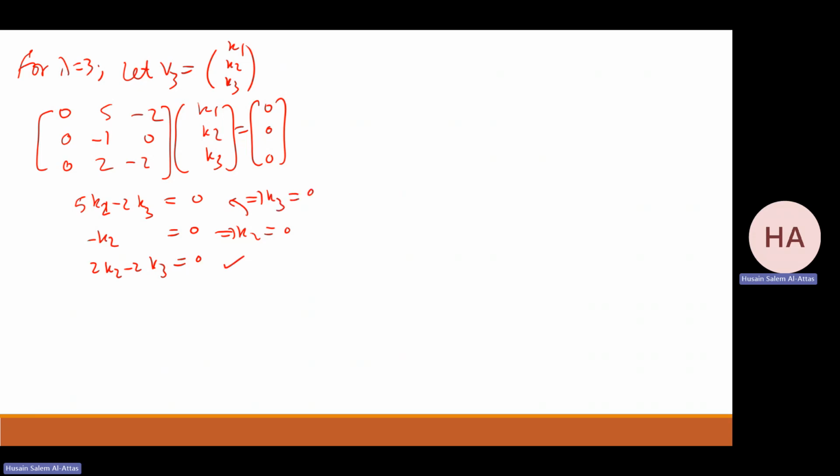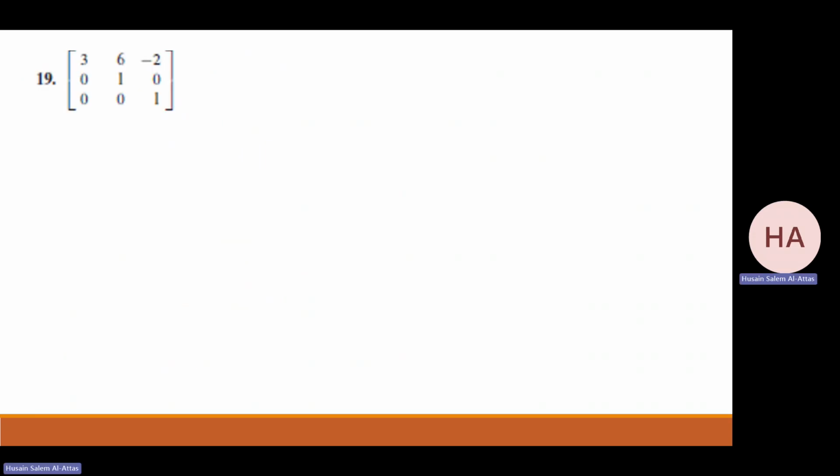Which is okay in this. So do you have a free variable? Yes, there's no restrictions on k1. So k1 is my free variable. So I let k1 be 1. That's it. So I have v3 will be 1, 0, 0. Okay. Next one.